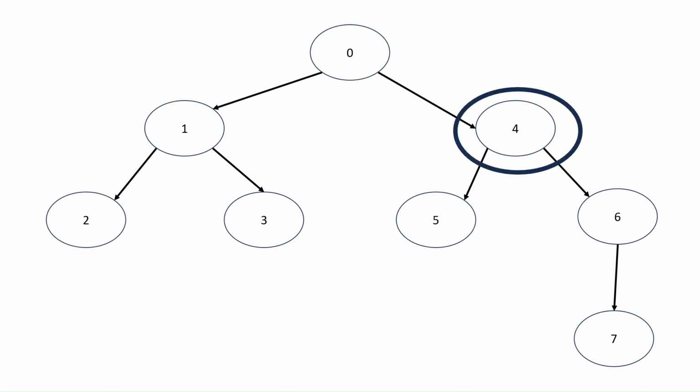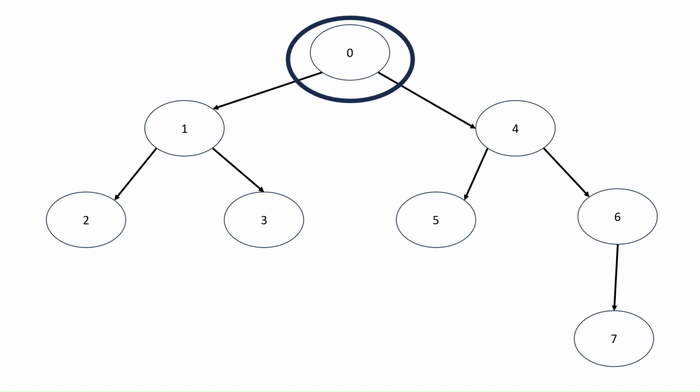In the same way 4 will be visited and its branches checked. 5 will be checked, and it has no branch, then again we will backtrack to 4, and we will check 6 and 7, and we'll again come back to 0.